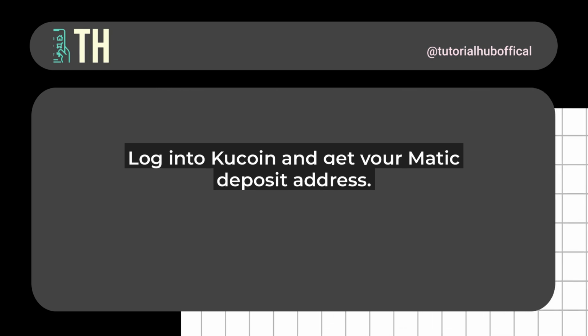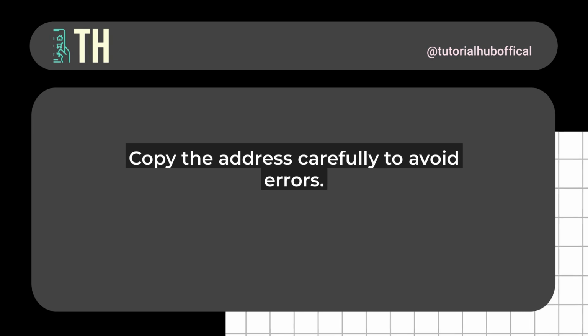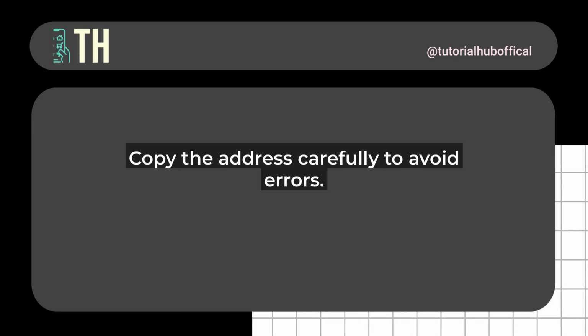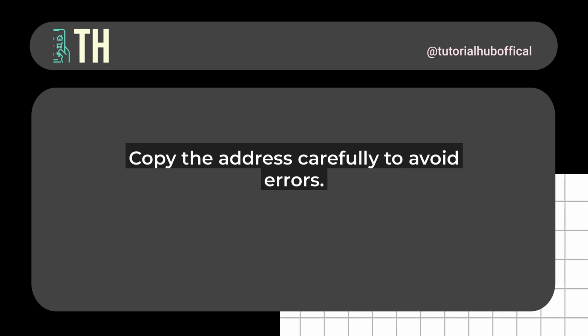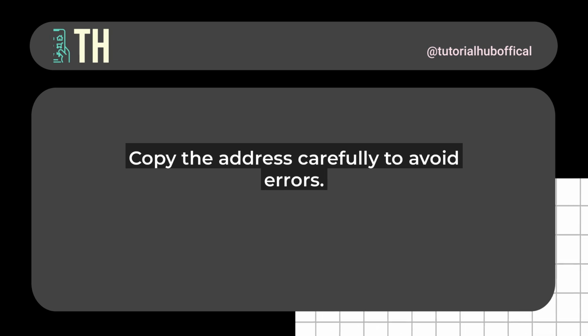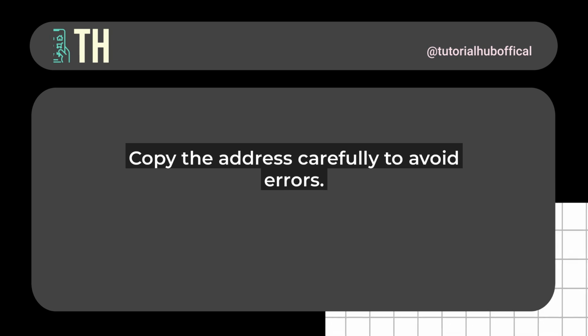Next, head over to KuCoin. Log into your KuCoin account and go to the Assets or Deposit section. Select MATIC or Polygon from the list of cryptocurrencies. KuCoin will generate a unique deposit address for you. Copy this carefully because one wrong character could send your funds into the void. Remember, crypto transactions are irreversible, so double-check everything.